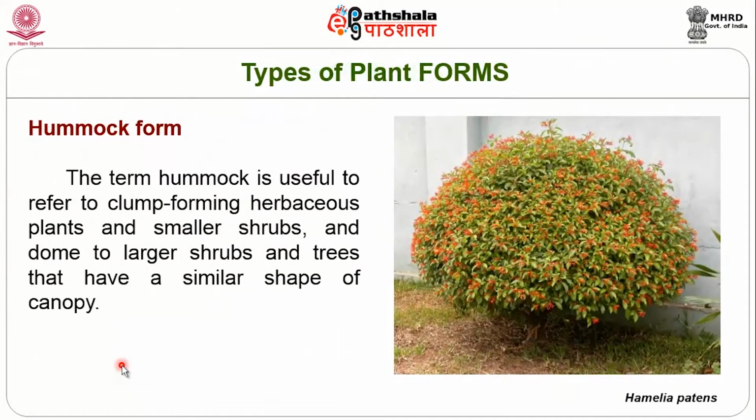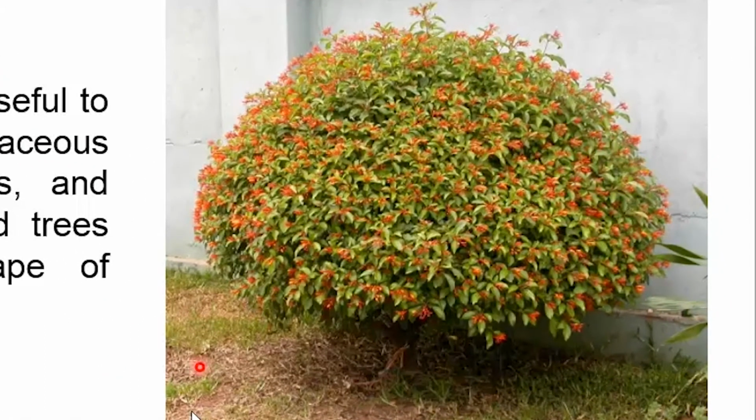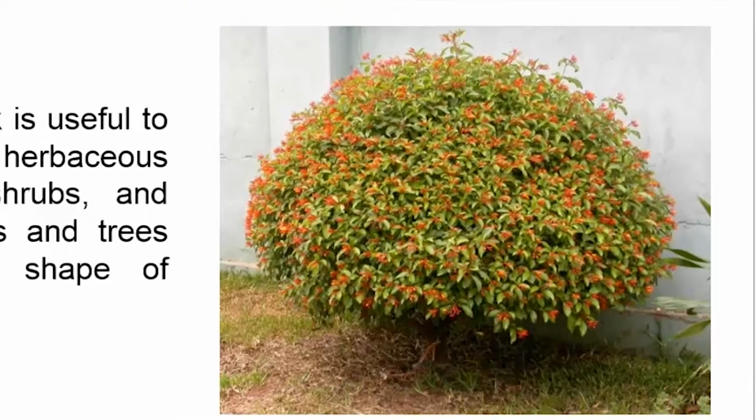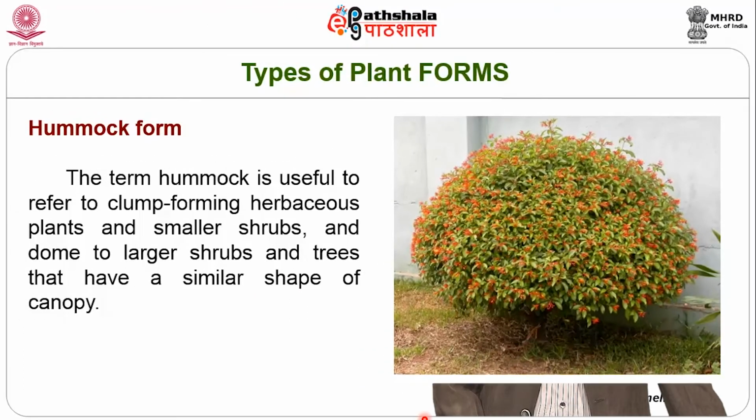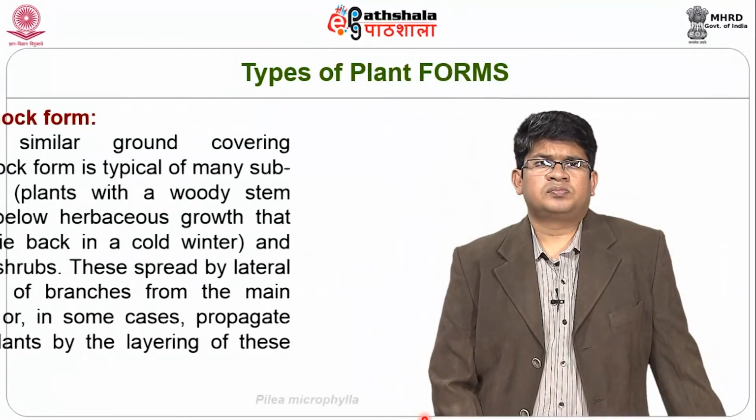The next form that we see here is the hummock form. The term hummock is useful to refer to clump forming herbaceous plants and smaller shrubs, and dome to larger shrubs and trees that have a similar shape. So, what we see as hummock is identified in smaller shrubs and smaller plants, where you can see a dome kind of clump which is formed by the entire planting structure. We see in the picture here an example in Hamelia patens, and how you can see the dome kind of shape, and that is called the hummock form.